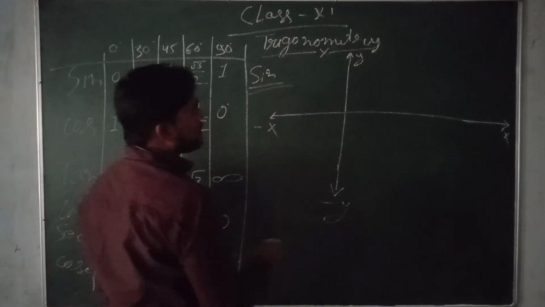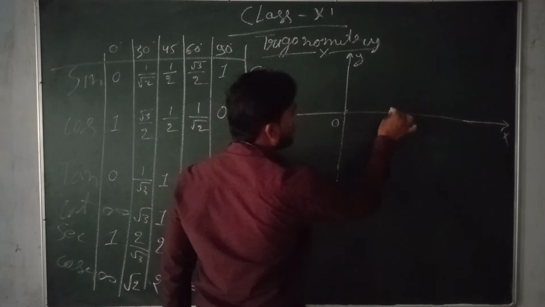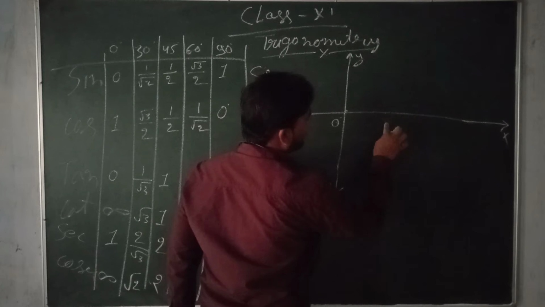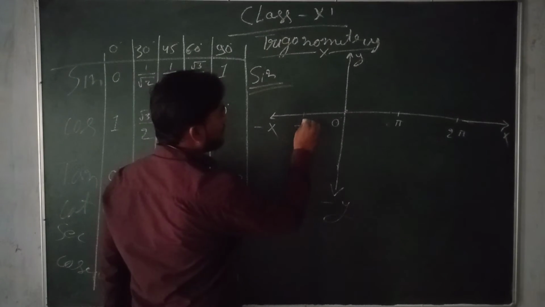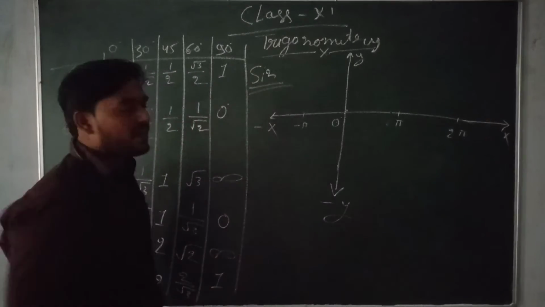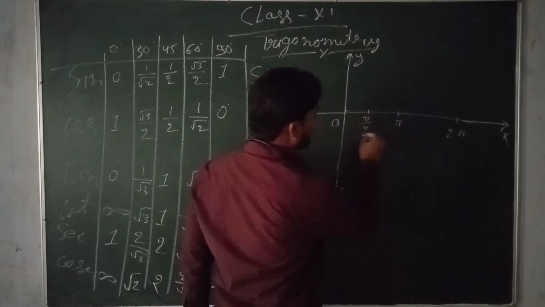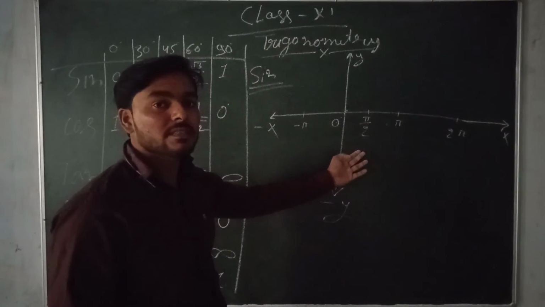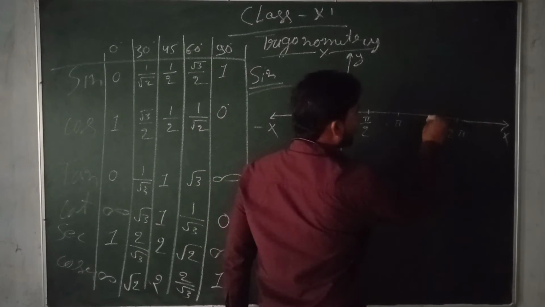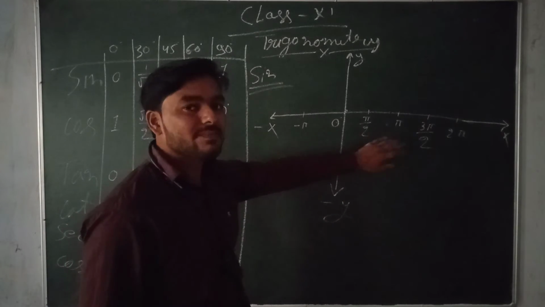Here for the sine, take 0, pi, 2 pi, and then minus pi, minus 2 pi, 3 pi. Pi means 180 degrees, pi by 2 means 90 degrees, and then 3 pi by 2.